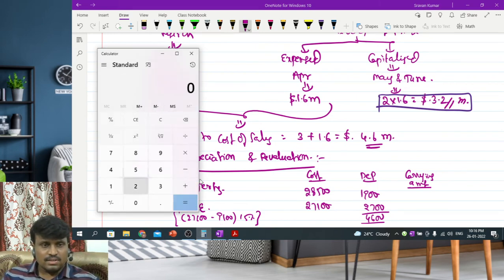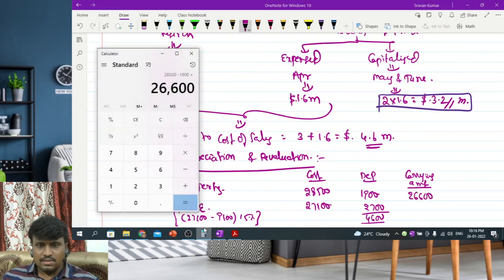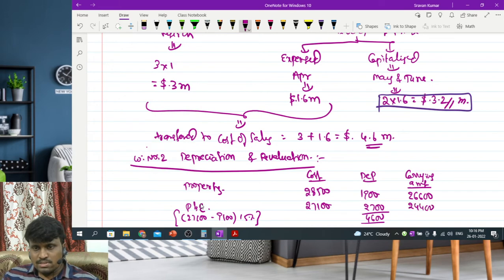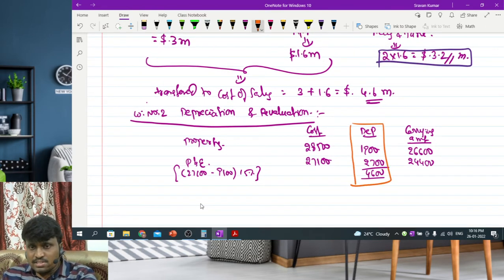So here we have to calculate 28,500 minus 1,900 equals 26,600. Next, 27,100 minus 2,700 equals 24,400. These are the carrying amounts. This is part of the depreciation, and remember this is also transferred to cost of sales.